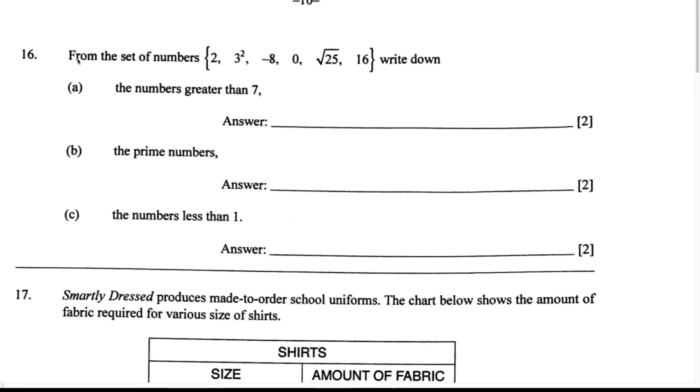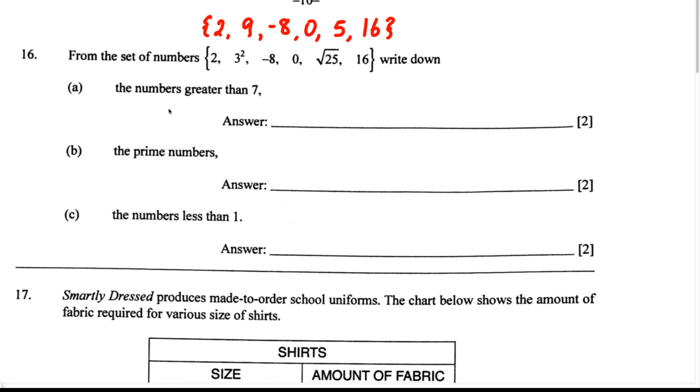Okay, now number 16 says, from the set of numbers, we have 2, 3 squared, -8, 0, the square root of 25, and 16. Write down A, the numbers greater than 7. Now the first thing we should do is we should solve for 3 squared and the square root of 25. So we can write this as 2, 3 squared. When we put this in our calculator, it's going to give us 9. You have -8. We have 0. The square root of 25, when we put this in our calculator, is going to give us 5. And we have 16.